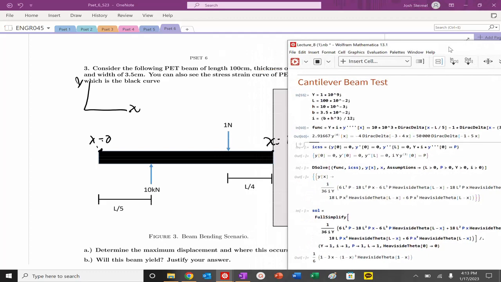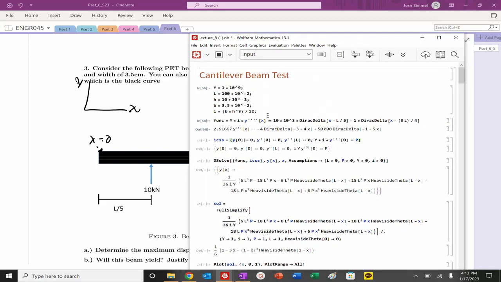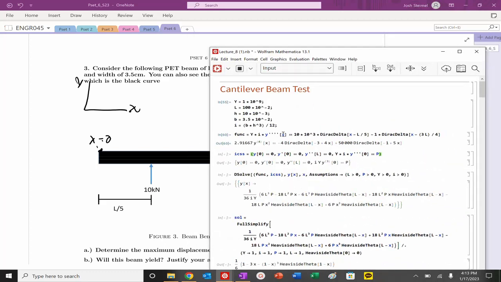That's a 4th order ODE, so I need four boundary conditions. I know that at y of L, there's going to be no displacement because I have a support. So that is equal to 0. I also know that the slope at L will also be equal to 0.